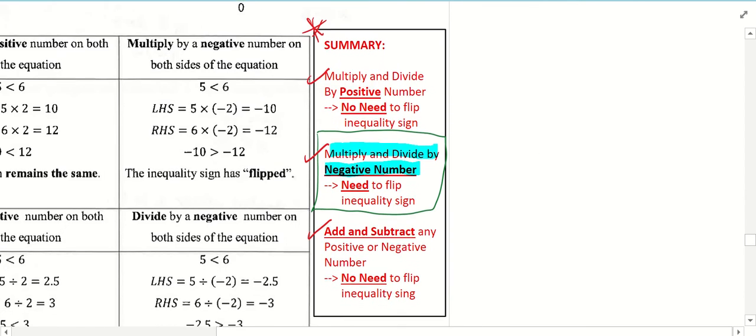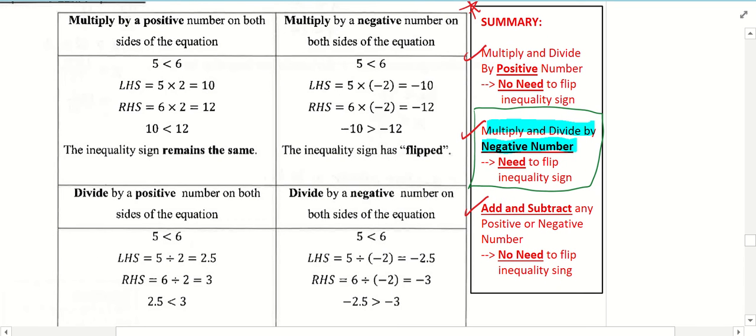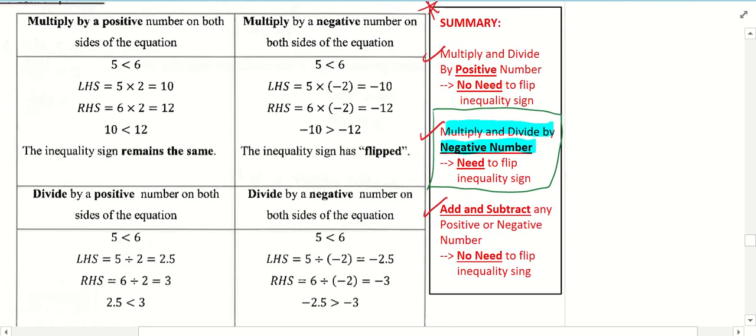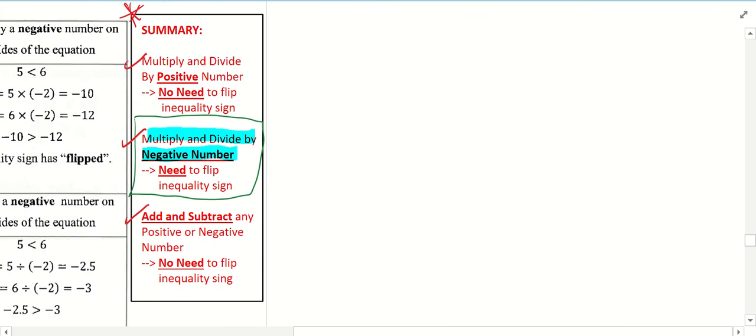Here we have a table where we discuss what happens to the inequality sign when we add, subtract, multiply, or divide by positive or negative numbers. The summary is given on the right hand side of the notes, so please take a look. I'm going to go into detail for this part. If you already understood it, just skip to the next section. For those who are still not clear, let's go into detail first.